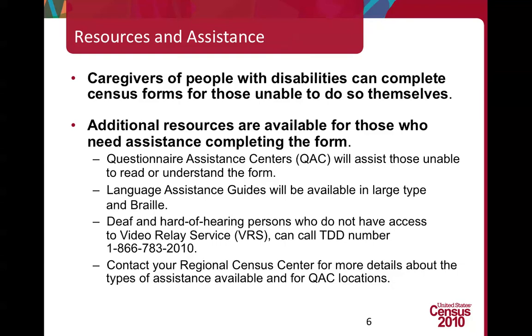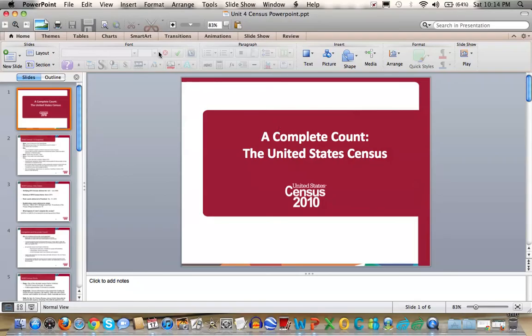Caregivers of people with disabilities can actually complete the census form for those unable to do it themselves. So even if a person isn't physically able to do it, there are ways to ensure that every person in this country is accounted for. And then you can see here just other additional resources that are available, and you can read those on your own. And that's going to be the end of our census PowerPoint.